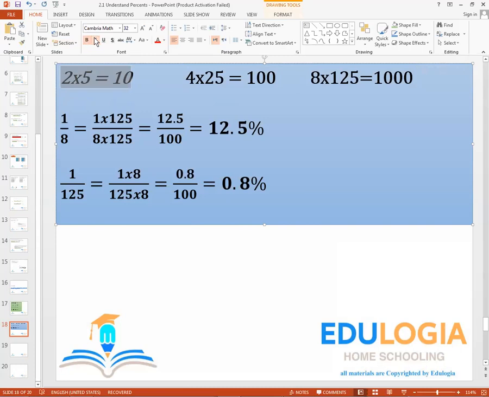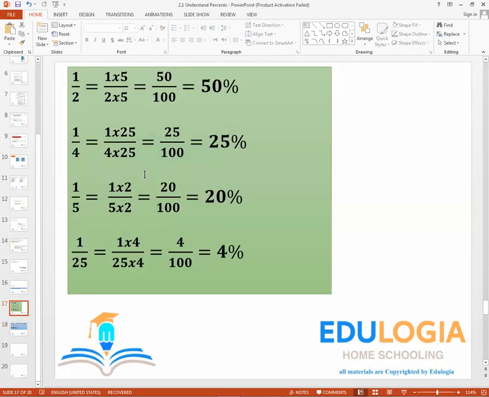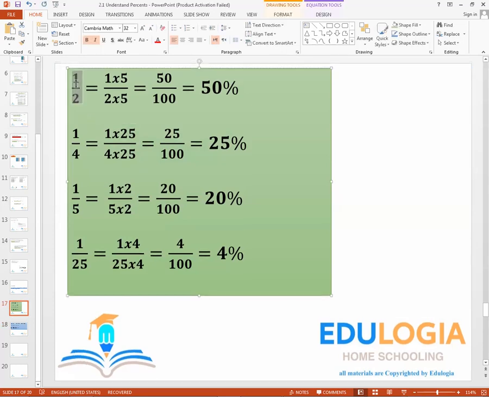Once again. 2 by 5 is 10. 4 by 25 is 100. 8 by 125 is 1000. Why should I know it by heart? I'll tell you how. Here, for example, I am asking you, please change half into percentage, quarter into percentage, 1 over 5 into percentage, 1 over 125 into percentage.